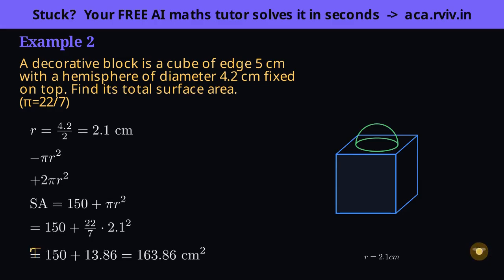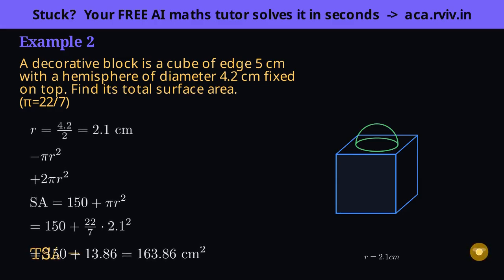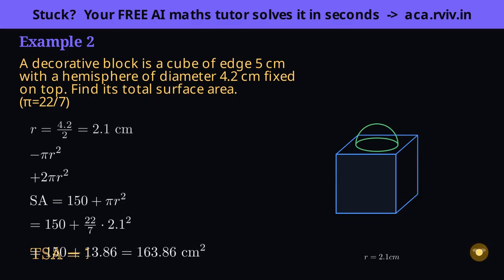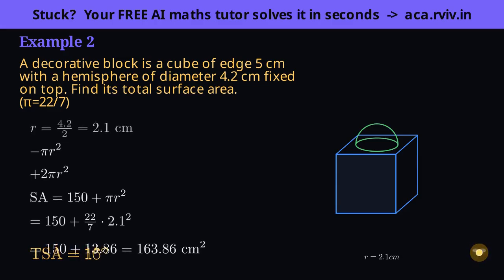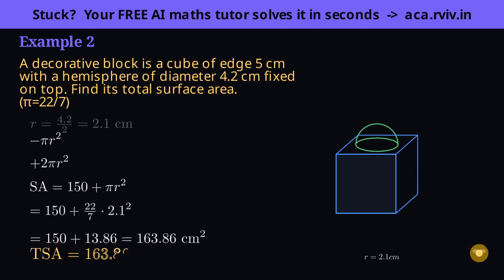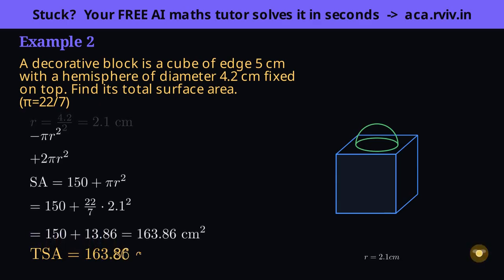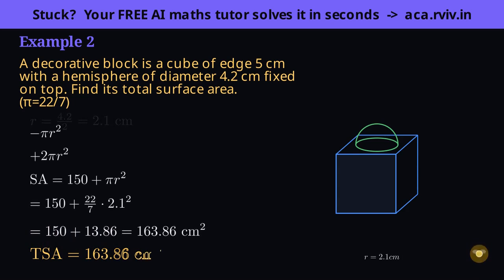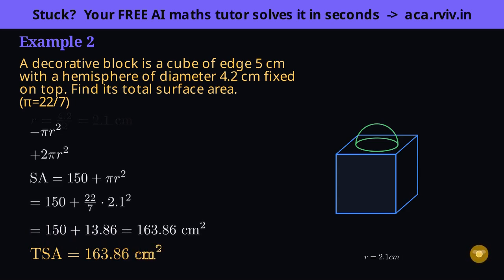The insight here is worth banking. Attaching a hemisphere trades 1 flat circle for 1 curved dome, so the surface grows by exactly 1 pi r squared, not by the whole hemisphere, and certainly not by the whole sphere. Whenever a dome sits on a flat face, reach straight for that plus 1 pi r squared.